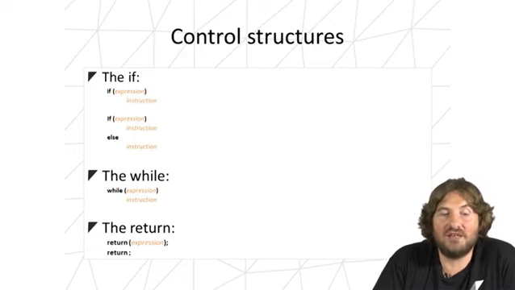Second control structure, the structure while. The structure while is quite simple. While, brackets, expression, and an instruction. The process is a little different. The while evaluates the expression. If the expression is worth 0, it stops. If it's worth something other than 0, we'll execute the instruction.